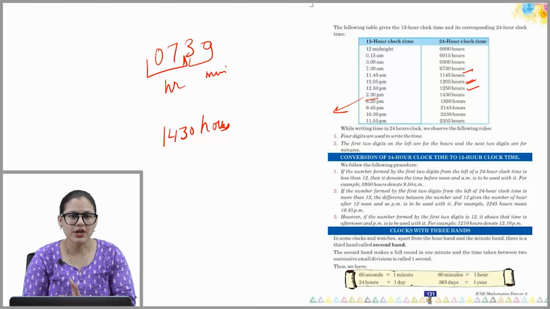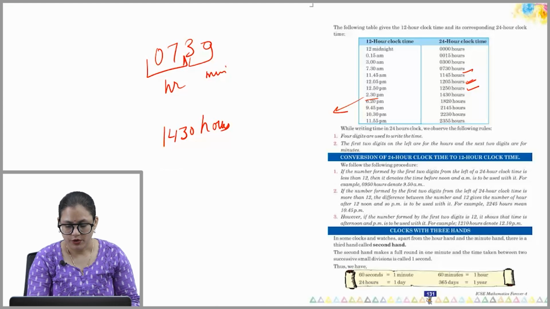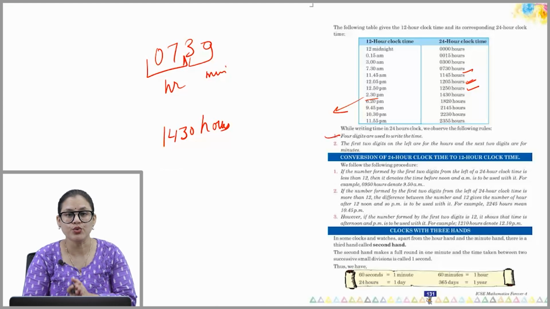So while writing in 24-hour clock time, we observe the following. Number 1, 4 digits are used to write the time. Number 2, the first 2 digits on the left are for the hours and the next 2 digits are for the minutes. Now conversion of 24-hour clock time to 12-hour clock time.